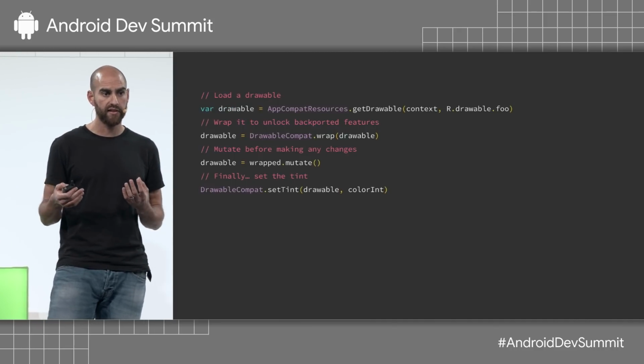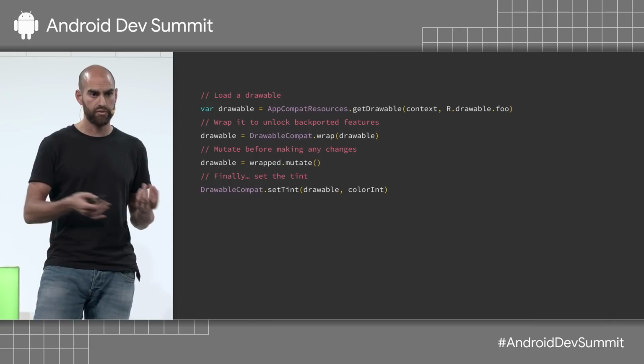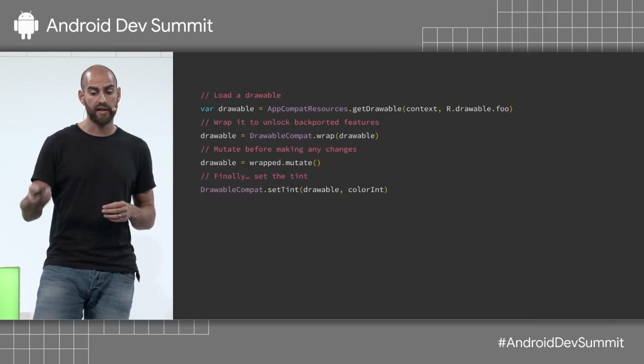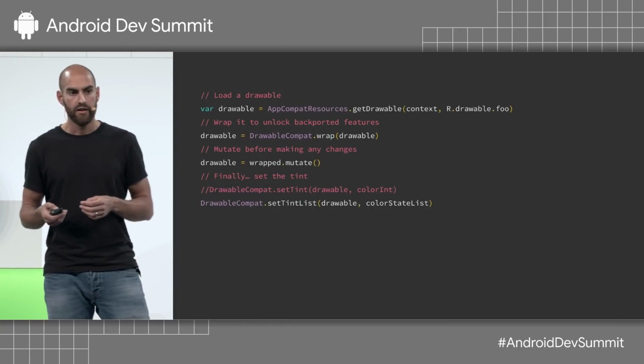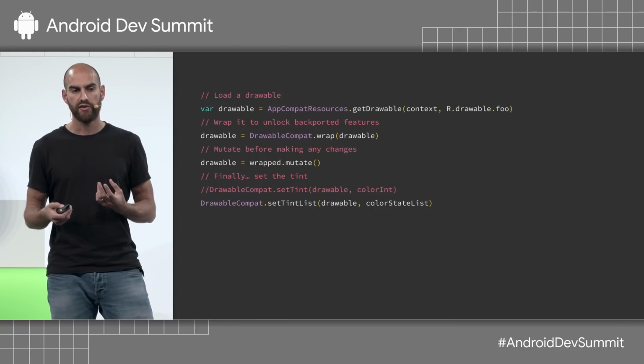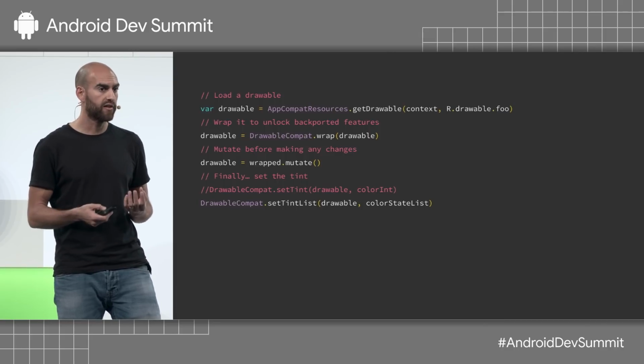And if you need to apply tints in a backwards compatible way to exist prior to 21, you can use drawable compat like this in order to set some tints on an existing drawable. Drawable compat also offers an override which lets you set a tint list, a color state list to be applied, which is something we have learned is extremely handy.